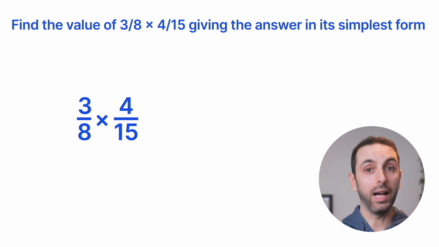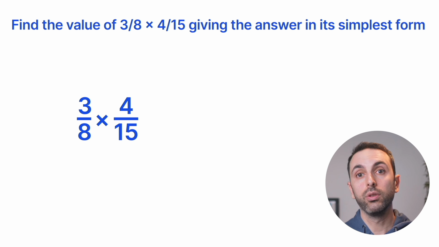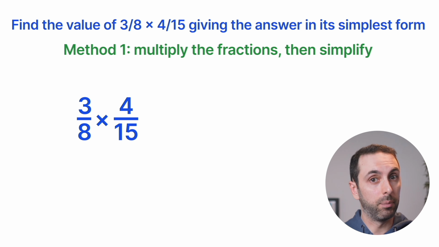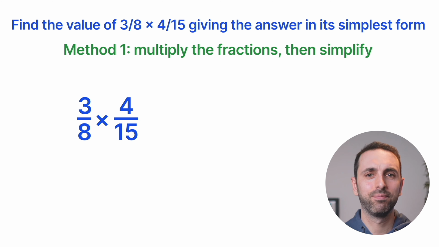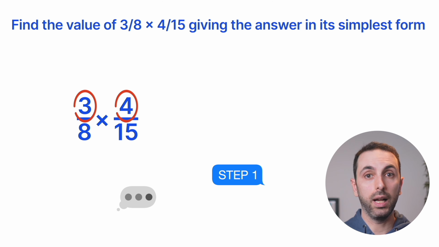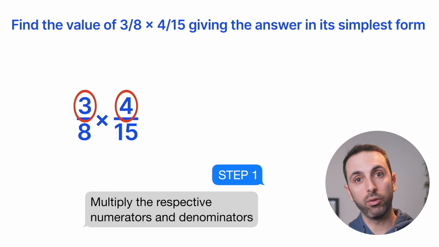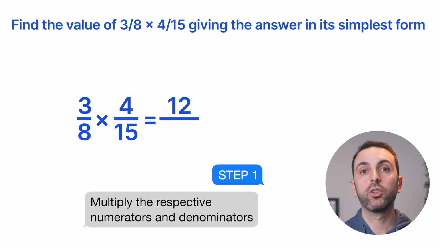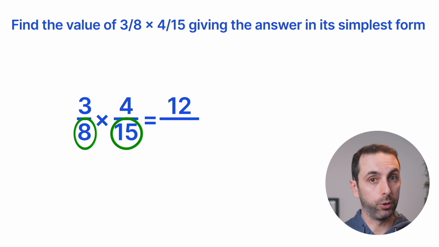For this question, as mentioned, there's two ways to do this. The first method we'll use is to multiply the fractions, then simplify from there, and we'll talk about the second method straight after that. So the first step is to multiply the respective numerators and denominators together. When multiplying the numerators, we get 3 times 4, which makes 12. And when multiplying the denominators, we get 8 times 15, which makes 120.